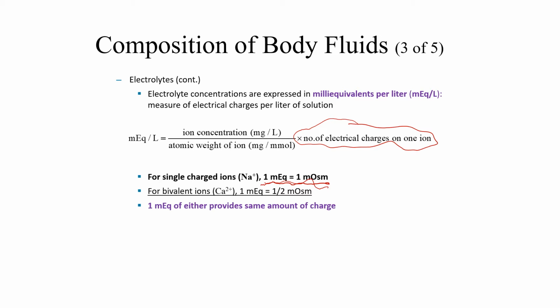Let me erase my boo-boo there. There we go. Let's try again. All right. 1 milliequivalent is equal to 1 milliosmol. But for ions that have a +2 charge, then we divide that by half. Okay? So that 1 milliequivalent of calcium is 1/2 or 0.5 milliosmoles.